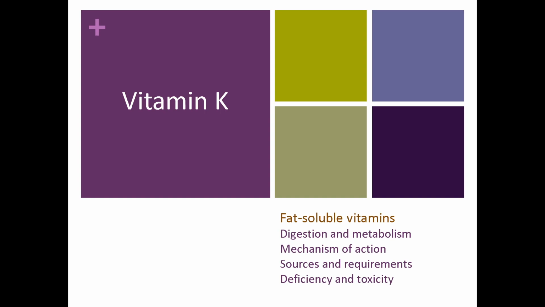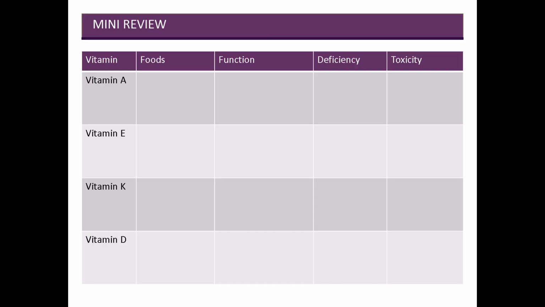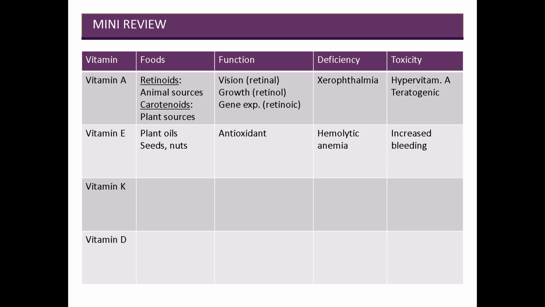So, vitamin K is a fat-soluble vitamin. But first, before we dive into that, let's go through some of the fat-soluble vitamins you have already learned. So, vitamin A. Vitamin A can be found in animal sources as retinoids and in plant sources as carotenoids. There are three functional forms.